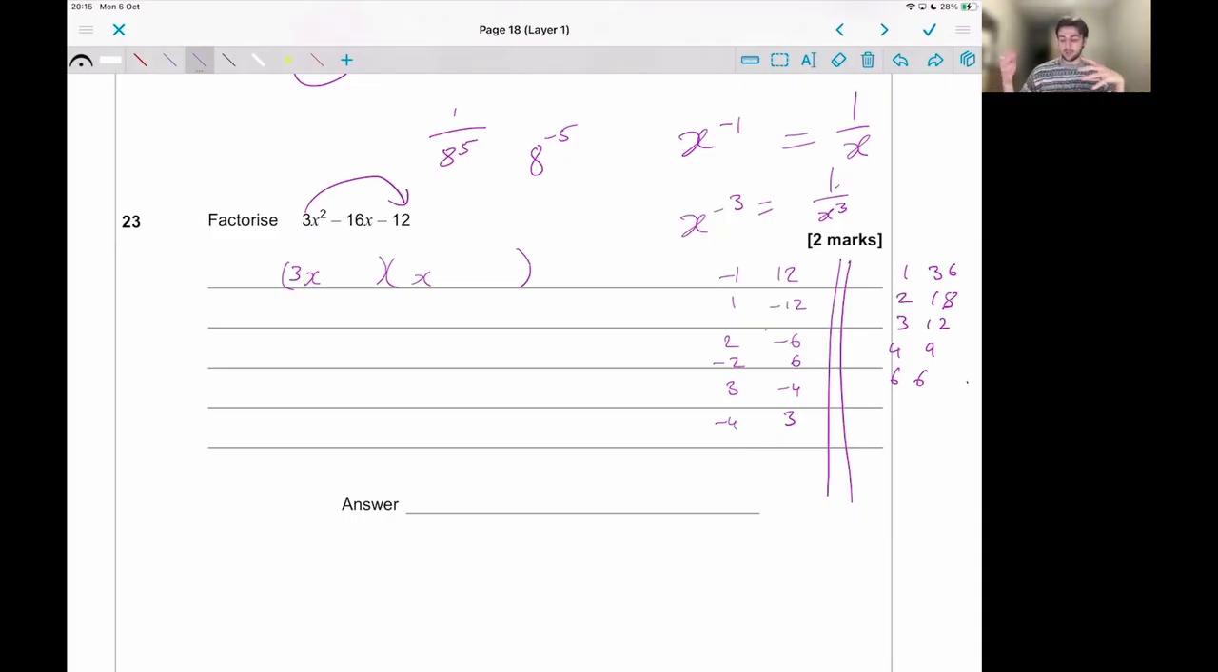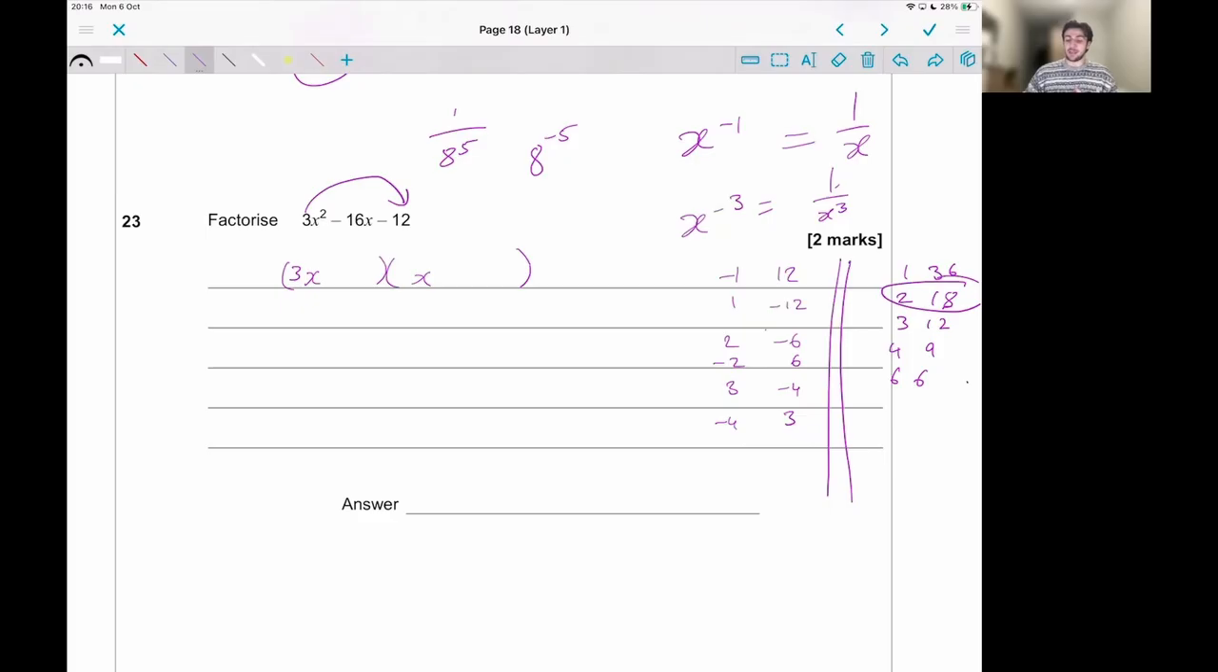One of them will be negative, one of them will be positive. And which of these can we add as a pair to make 16? This is the only pair because minus 18 and 2 make 16. There's no way to make 3 and 12 make 16. They make 15. 4 and 9 won't make 16. 6 and 6 won't make 16. When you add them together, 1 and 36 won't make 16.